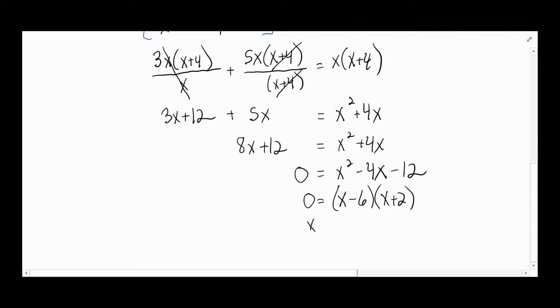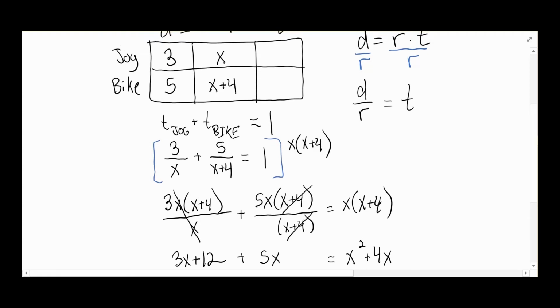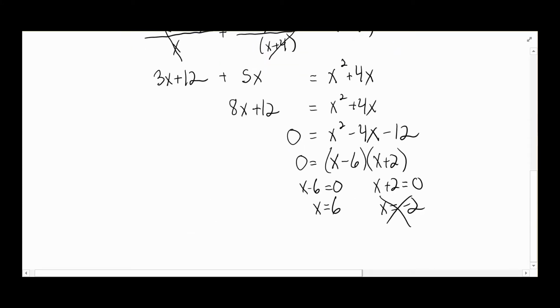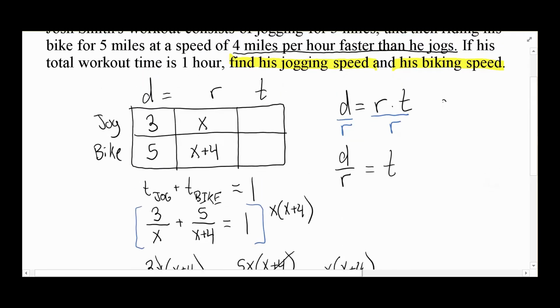So that's going to give us that x minus 6 could be 0, or x plus 2 could be 0. And so x could be 6 or negative 2. Now the negative 2 gets thrown out because remember that x, if we look back up top, x was the rate at which we jog. You can't really jog at a negative number of miles per hour. That doesn't make sense. With x equals 6 being our answer, let me jot that down up here.